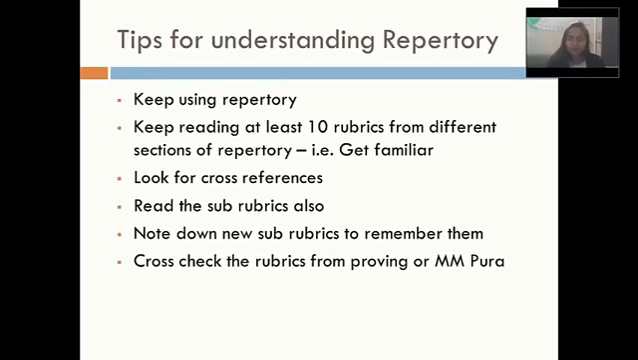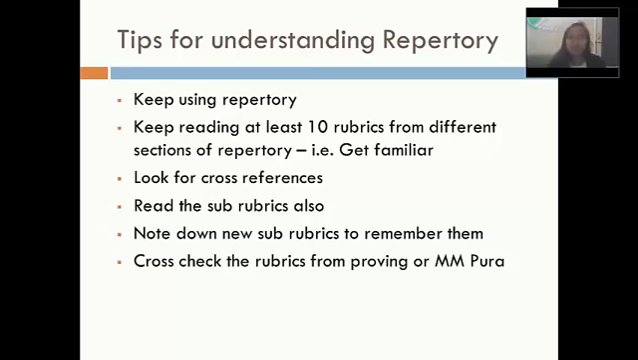So that's how repertory helps you to form questions, to go beyond what you know, and it's a transformational tool for a good practice. So from my side, there are some tips for understanding repertory. First is, of course, keep using repertory. Don't fear that you would falter. Keep using it, you will definitely learn it.